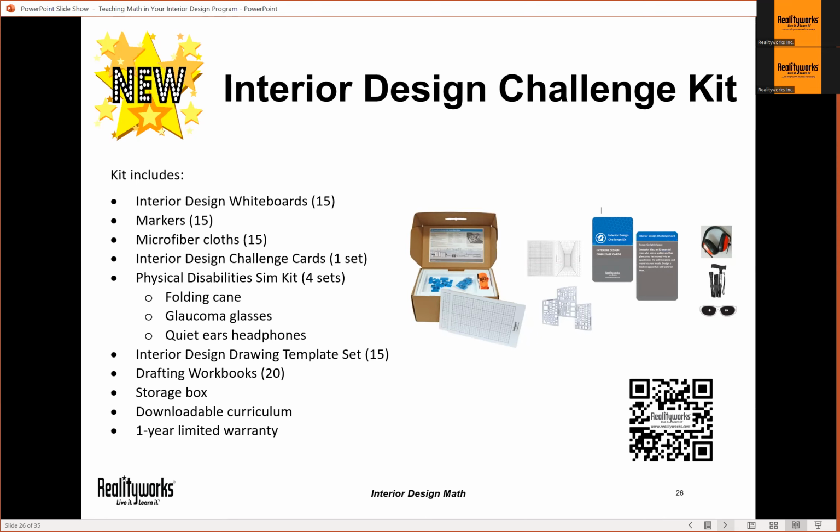The kit's also going to come with a physical disability sim kit, and students are going to be divided into small groups for this simulation. Comes with folding cane to simulate mobility challenges. It's going to have glaucoma glasses for visual challenges and headphones for some hearing impairment. And after students go through these physical disabilities simulations, they will have a better understanding of how those physical challenges can impact room design. And then they're going to have a series of challenges where they are going to have to design rooms for clients that may have one of those physical challenges.